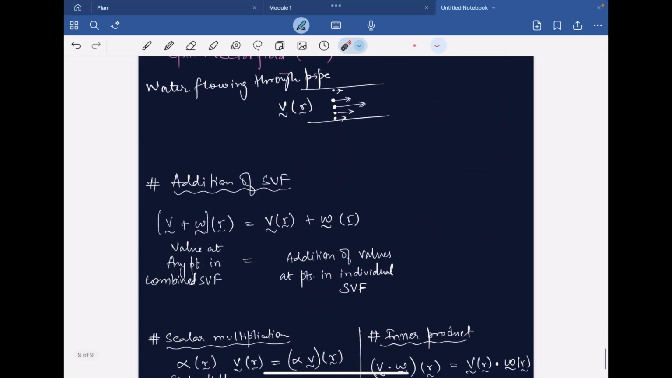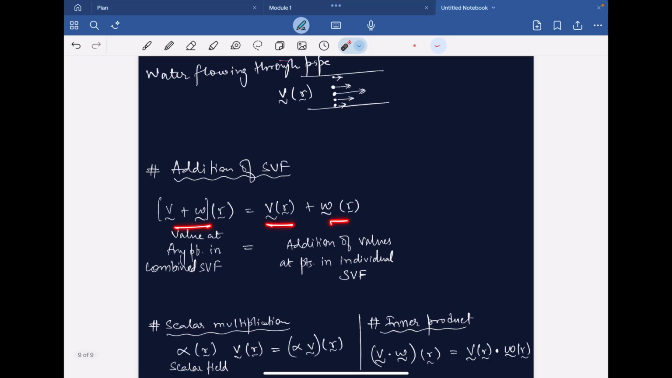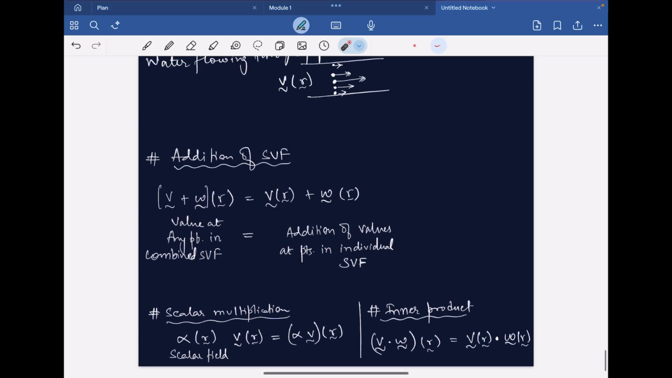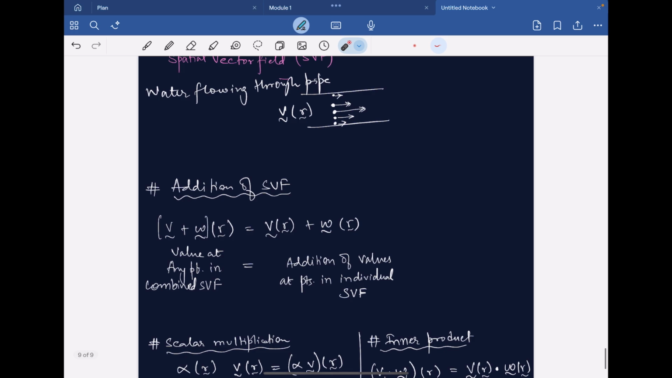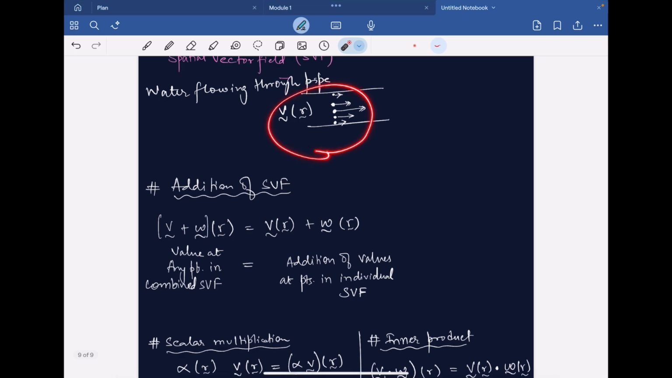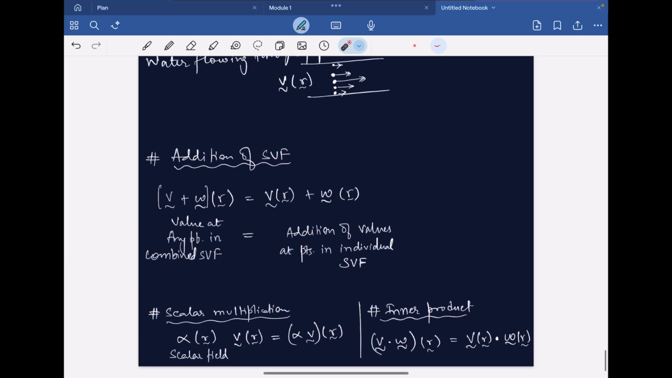Some simple properties here. Scalar vector fields can be added and represented like this. You can freely do scalar multiplication to these vector fields. So alpha, which is a function of r, can be multiplied with v. Meaning, let's say you have a velocity profile like this, and you want to multiply 2 to it, you can do so. If you want to multiply a function of some x to it, you can also do so. So not just alpha, but alpha as a function of space can also be multiplied.